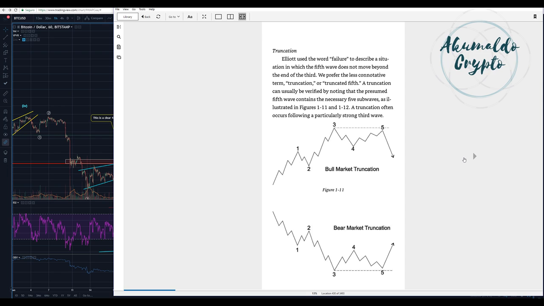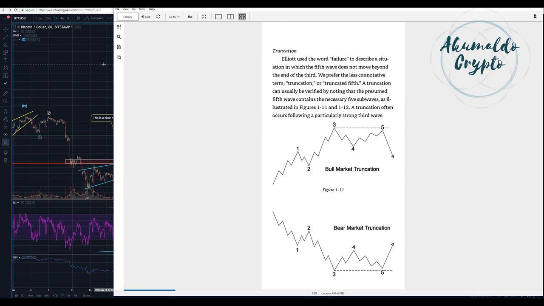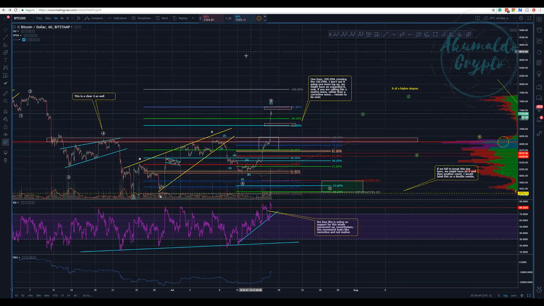Okay. We can have truncation. Yes. What is a truncation? It's when the wave 5 does not go beyond the level of wave 3. This in a bear market or in a bull market, okay? Okay, so enough of books for now.